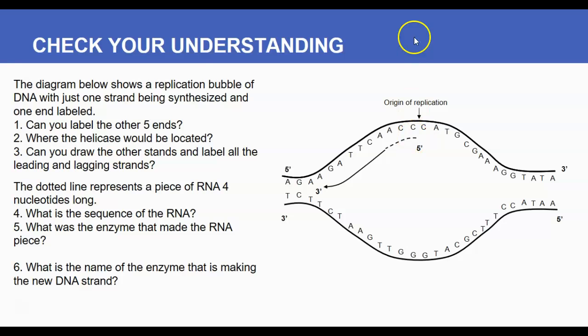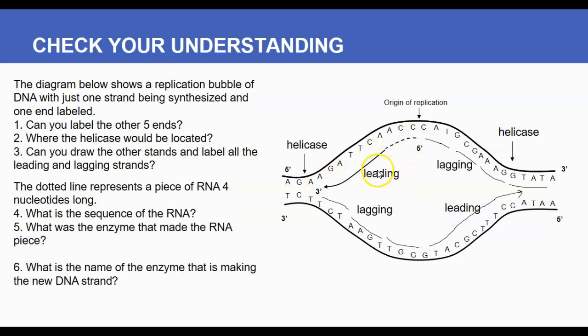So if here's the origin of replication, where would helicase be? Helicase is going to be at these replication forks, opening up that double strand. Can you draw the other strands and label them? So here we're going from the 5' to 3'. This is going to be a leading strand, which makes this side going to be that lagging strand going in bits. Equally, down here, still have the origin of replication, everything going here from that 5' to 3', that's going to be leading. Everything going this way is going to be that lagging strand.